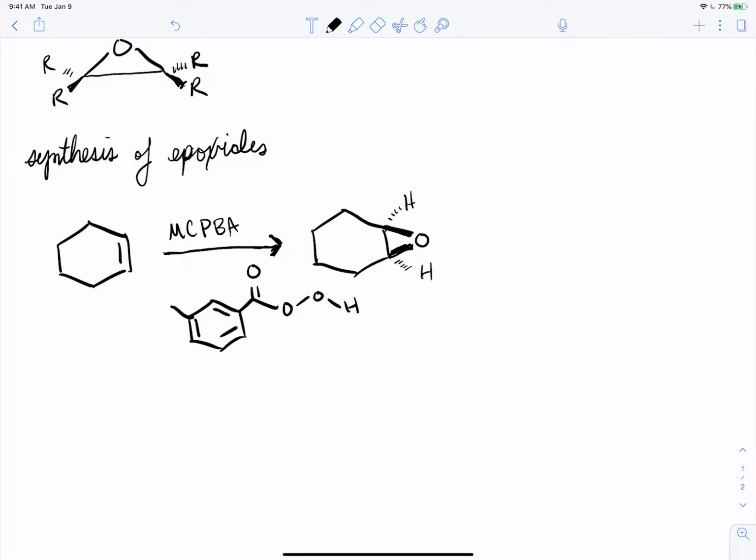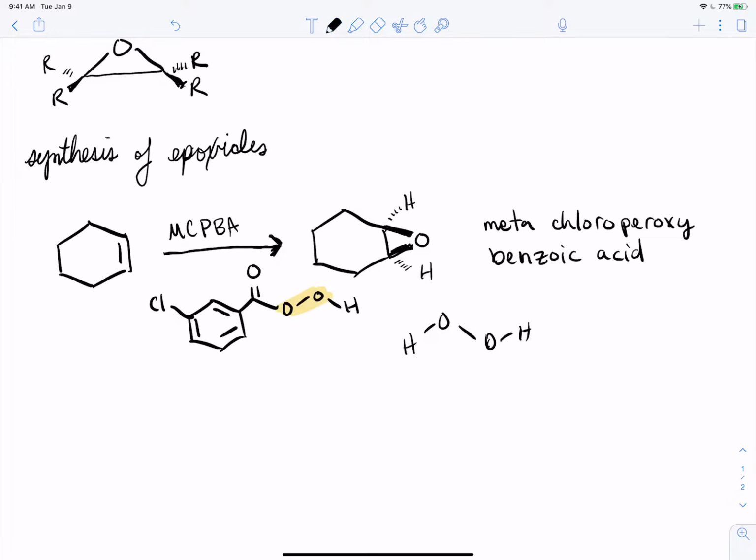So generally when you see it, it's written as MCPBA. It stands for metachloroperoxy. Start a new line here, benzoic acid. And so the peroxy part is referring to this part here. That's a peroxide. So we know that hydrogen peroxide looks like this. So that's what the peroxy refers to.